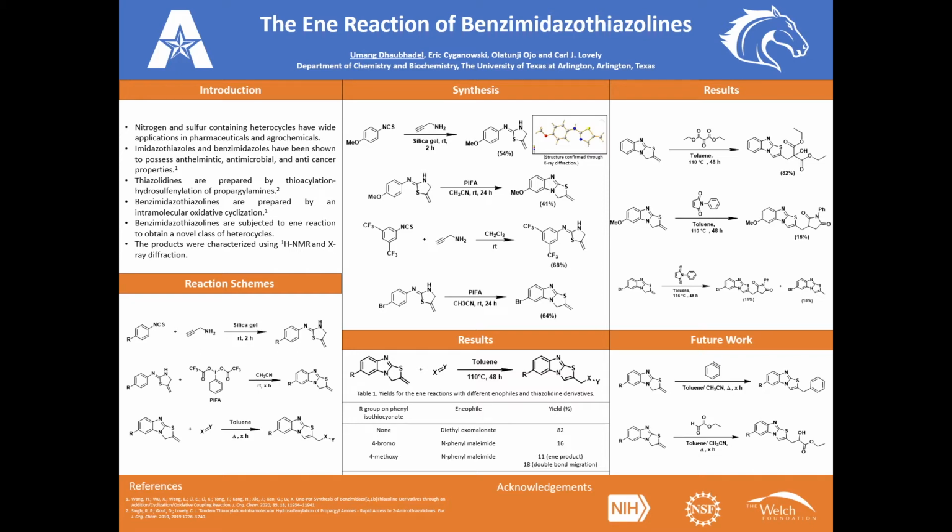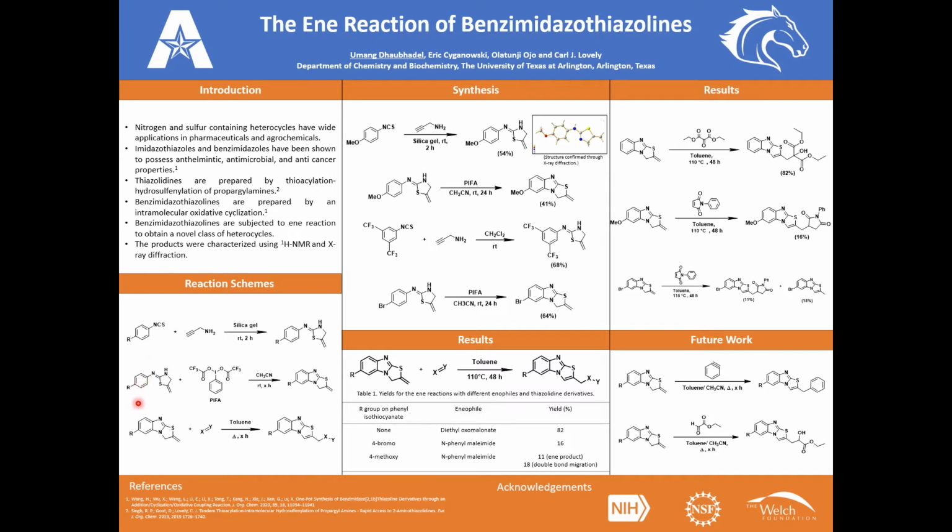Benzimidazothiazolines, which are the starting material for the reaction of interest, are produced using two steps. The first step is the thioacylation-hydrosulfenylation of propargylamines with aryl isothiocyanates. This reaction is a cycloaddition and is promoted by silica at room temperature. It produces a thiazolidine. Different derivatives of the aryl isothiocyanate will be explored for this reaction.